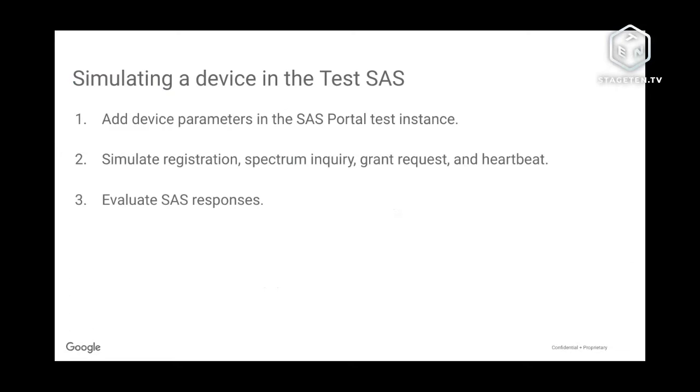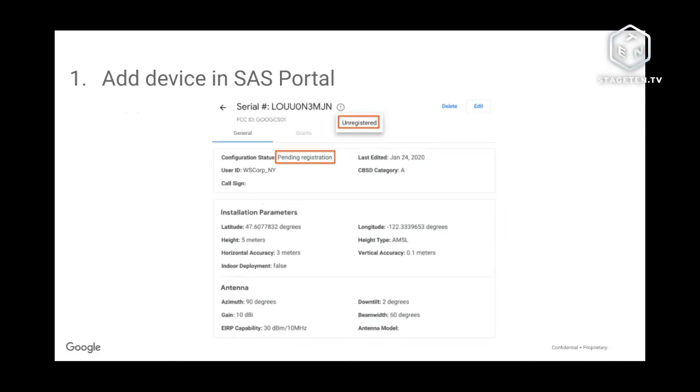So how do you actually simulate a device in the test SAS? There are 3 steps. First is adding device parameters in the SAS portal in the test instance that I mentioned. The second is simulating registration, spectrum inquiry, grant request, and heartbeat as required, depending on what you are trying to evaluate about your deployment. And the third item is to evaluate the SAS responses. I'm going to go through each of these one at a time.